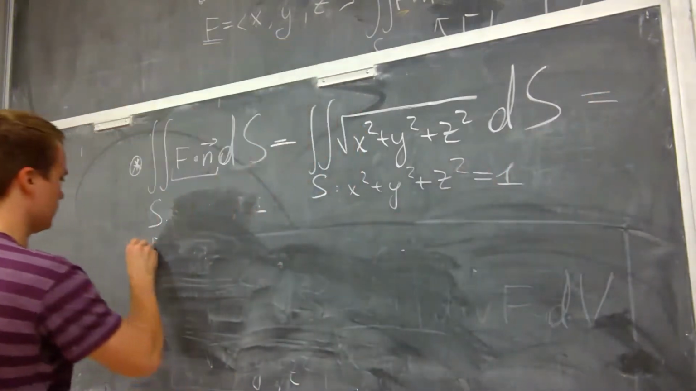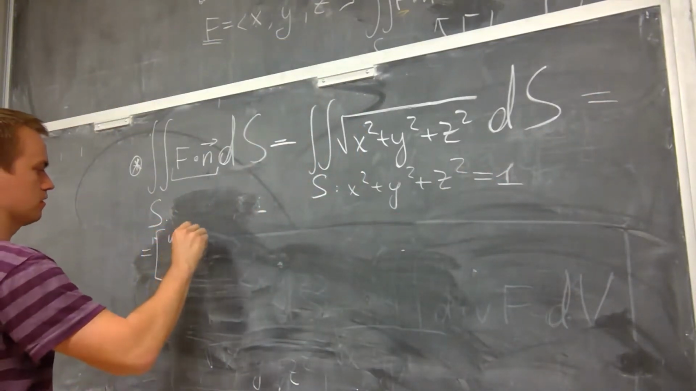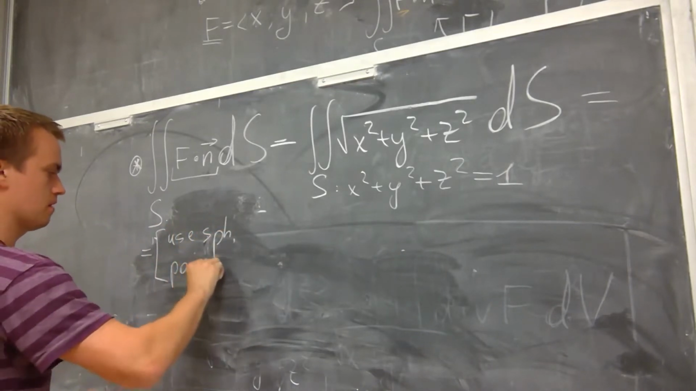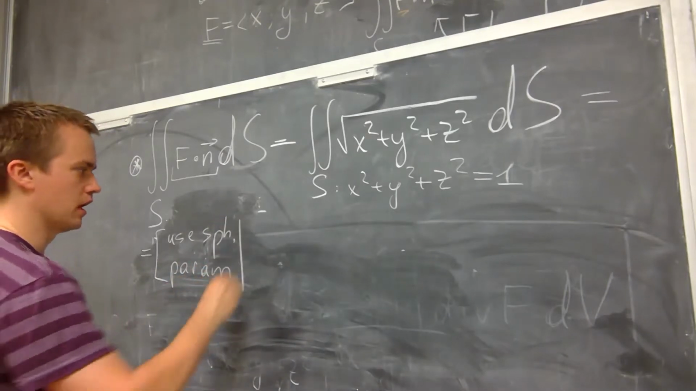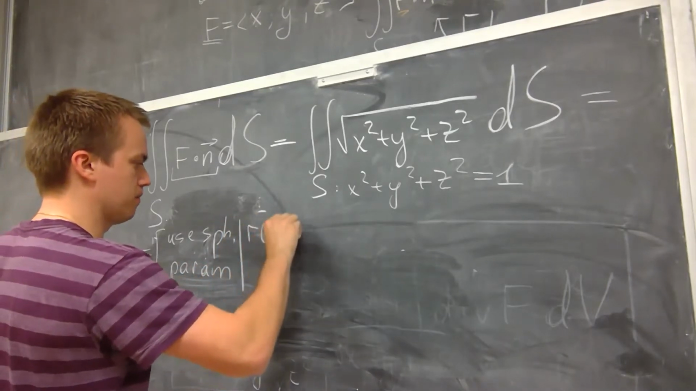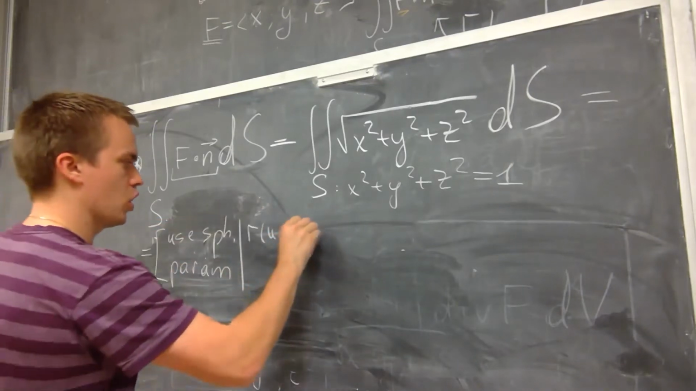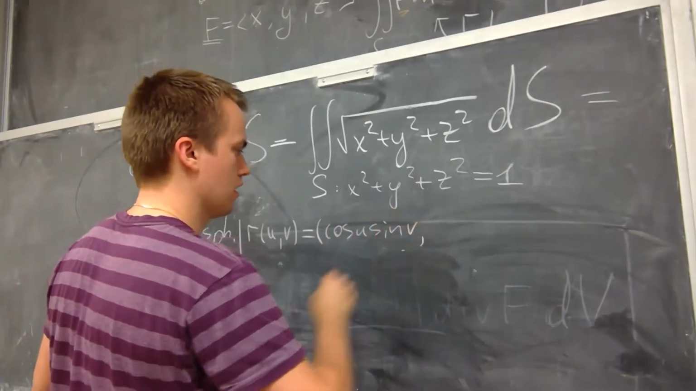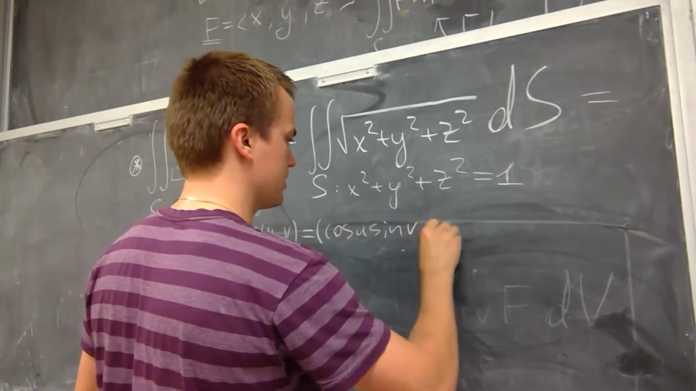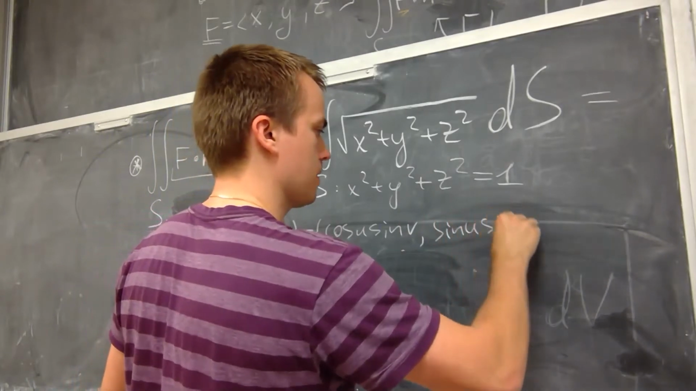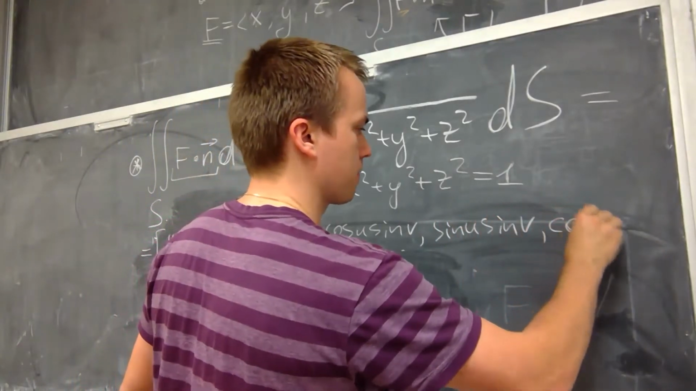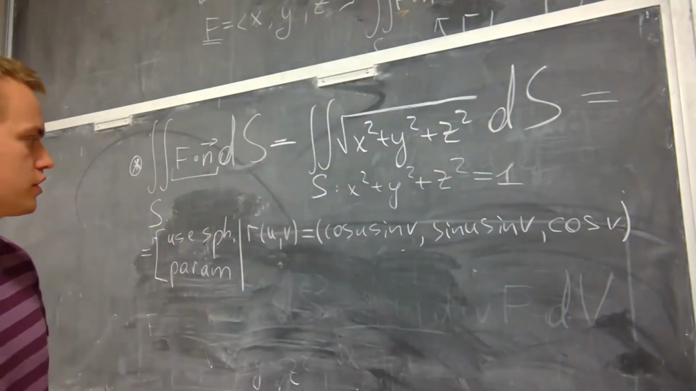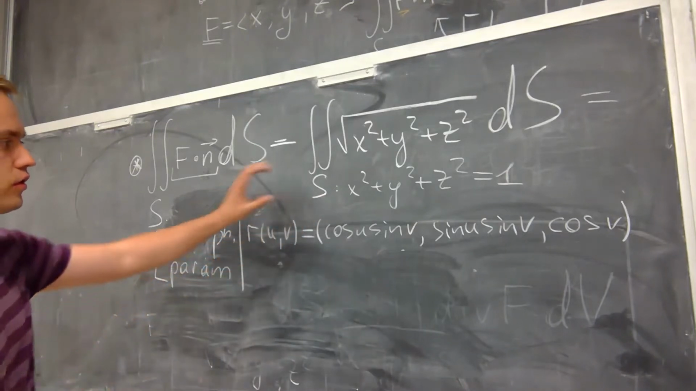So in this case, I will use spherical parameterization. What does it mean to use spherical parameterization? I want to create a function R of u and v. Then my first component is cosine u sine v, my second component is sine u sine v, and my third component is cosine v. With this parameterization, I want to describe the whole surface S.